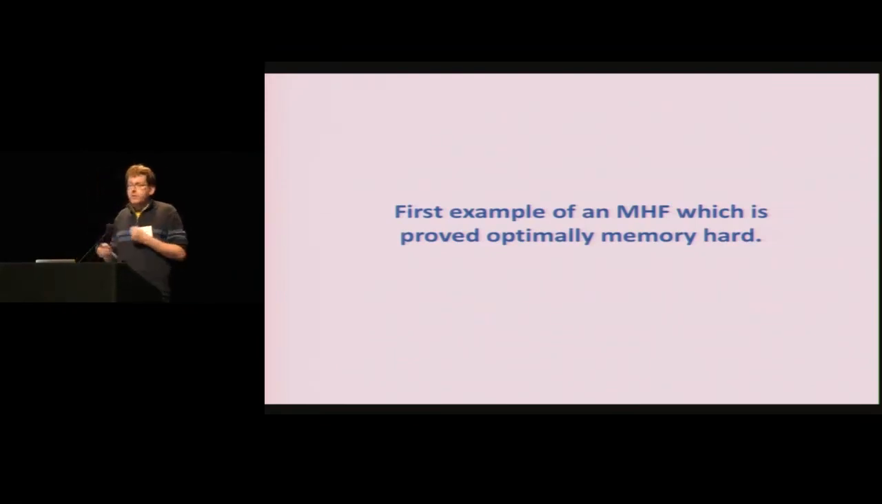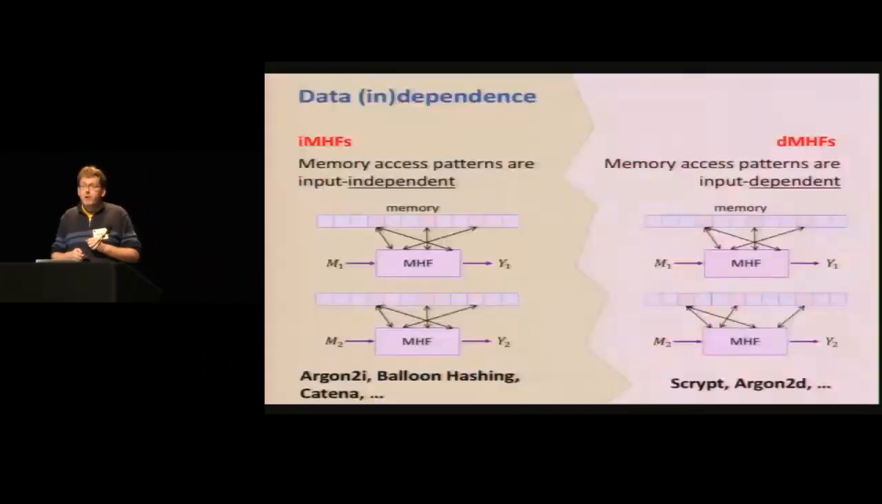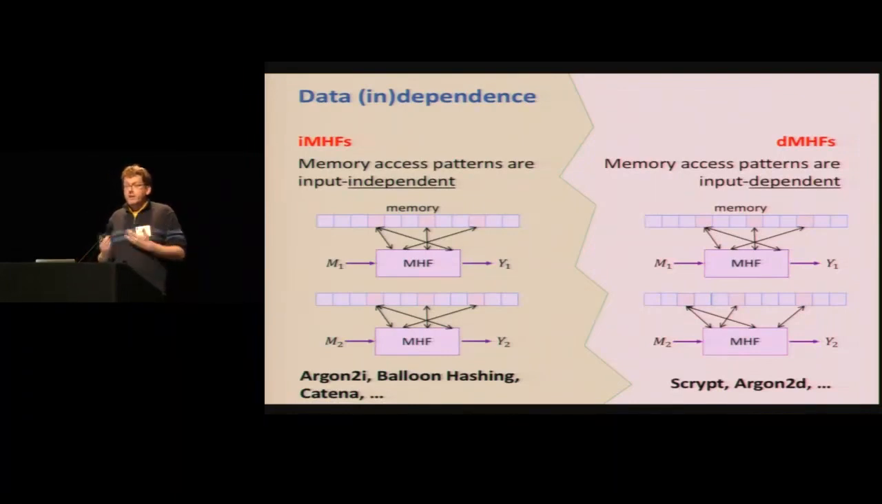So let me put this a little bit in the context of the previous talk. A lot has been said already. I guess the main point here is that we distinguish between memory hard functions that are data-dependent and data-independent. Data-independent ones are those where the memory access patterns during the execution cannot depend on the input, whereas for data-dependent ones, they can depend on the input.